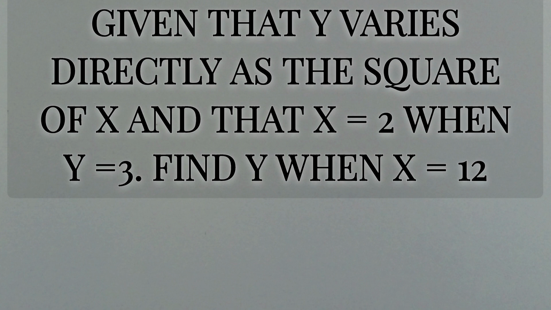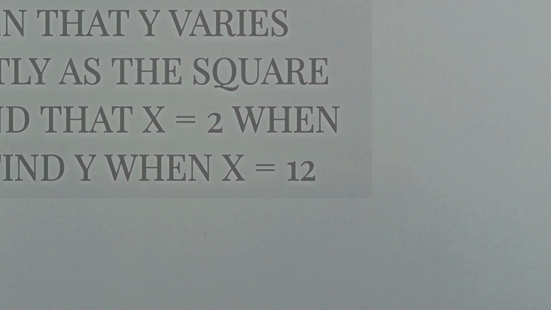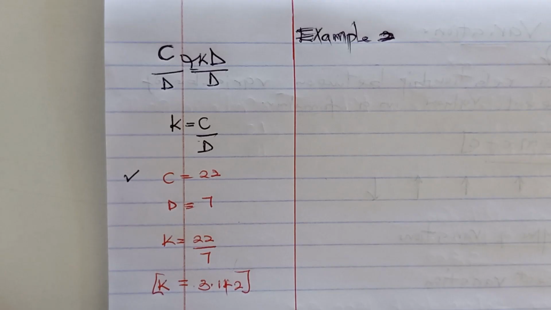In this case, you're told, given that Y varies directly as the square of X, and that X is equal to 2 when Y is equal to 3, you are told to find Y when X is equal to 12. I read the question again for you. The question reads like this: given that Y varies directly as the square of X, and that X is equal to 2 when Y is equal to 3, find Y when X is equal to 12.